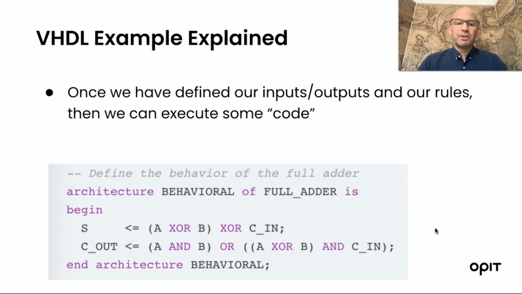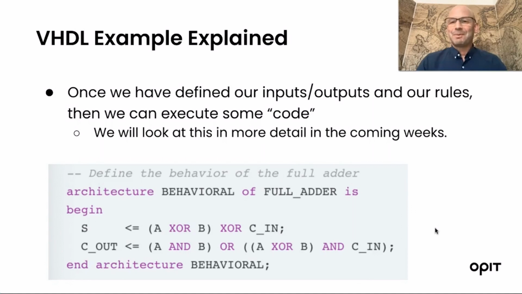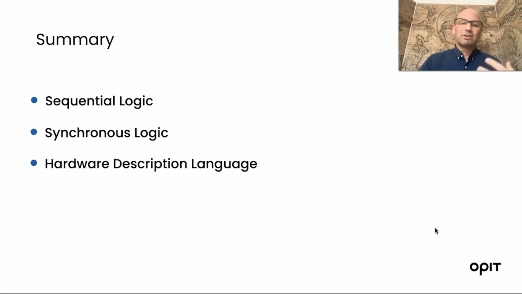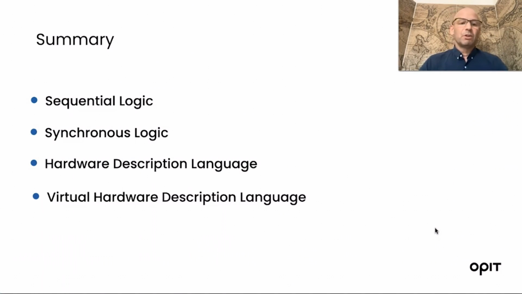Once we have defined our inputs and outputs and our rules, then we can execute some code. We'll look at this in more detail in the coming weeks. This is our first introduction to it. We'll talk about it in much more detail as we go forward, particularly with the assignments. All right, so we looked at sequential logic, we looked at synchronous logic, and we looked at hardware description languages, a quick description of different ones that are available based on the Ada programming language. We looked at VHDL, which we're going to cover in more detail. And then we looked at a very simple full adder that we could implement using VHDL code.